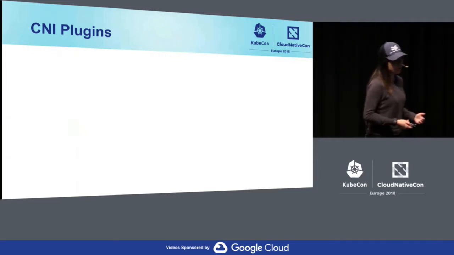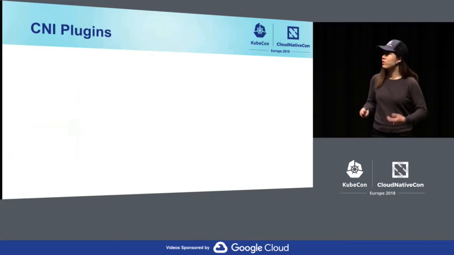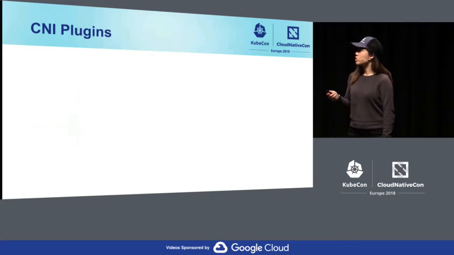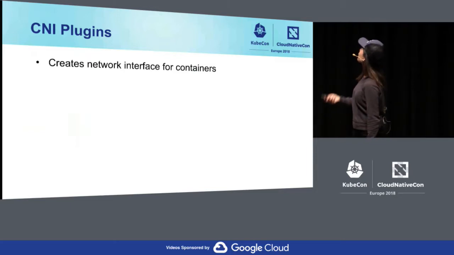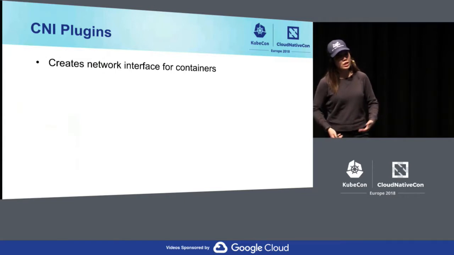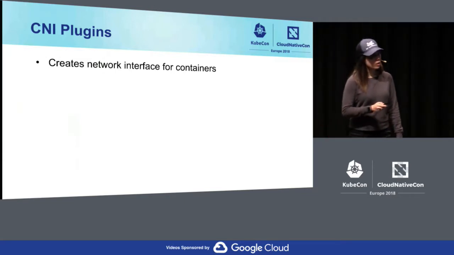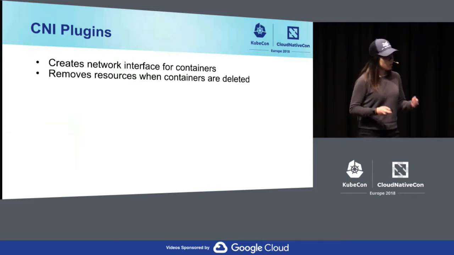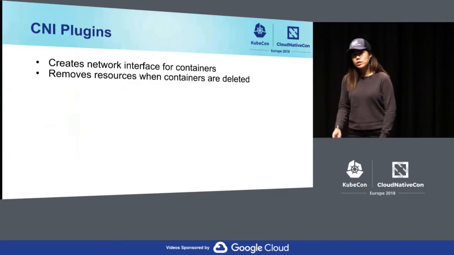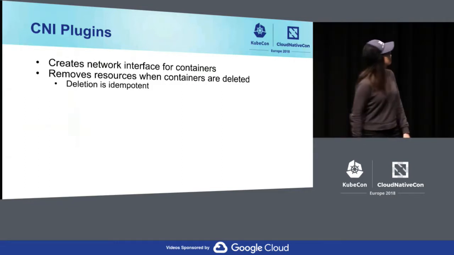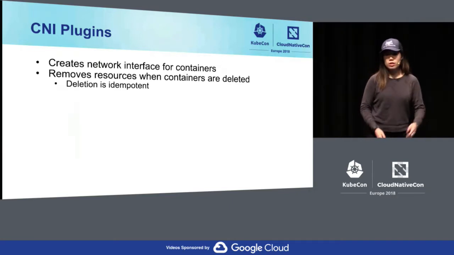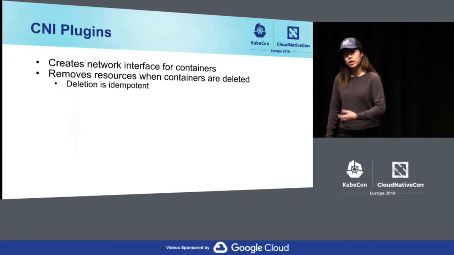So the container networking interface is an API. It's a specification. And what it deals with for CNI plugins is two main things. One, it deals with creating the network interface for containers, so analogous to, in the CNI specification, CNI add. And it also deals with removing these resources when you delete a container, so making sure you clean up after yourself. It's also important to note that delete is idempotent. So this means that you could get into a partially torn down state. You can run delete many times. Maybe you actually did clean up. It should never fail.